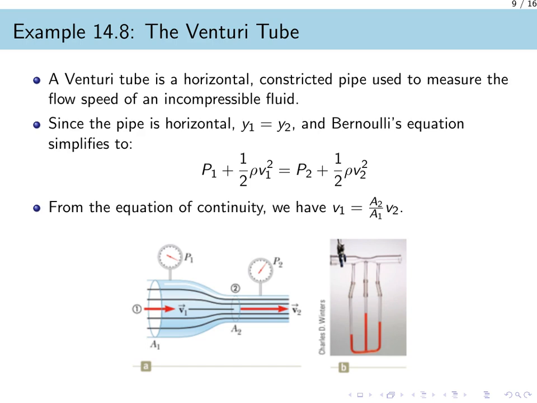P1 plus 1/2 rho, V1 squared equals P2 plus 1/2 rho, V2 squared. This equation has two unknown velocities, V1 and V2, so we need a second equation. We get this from the equation of continuity for an incompressible fluid, which states that A1 times V1 equals A2 times V2. By rearranging this, we can express V1 in terms of V2. With these two equations, we have set up the physics needed to solve for the fluid's speed.